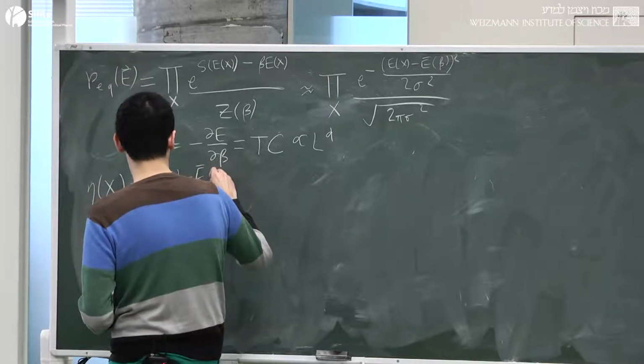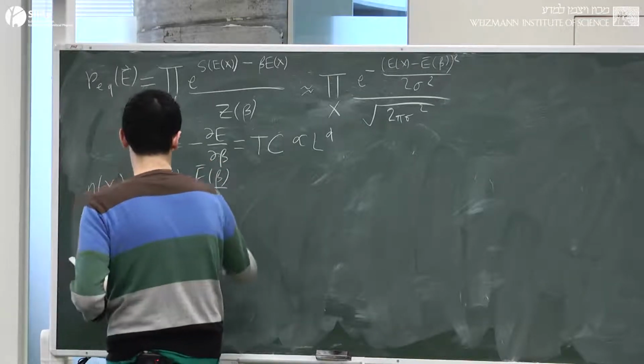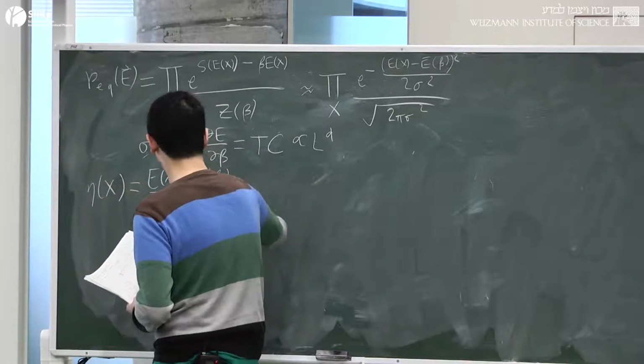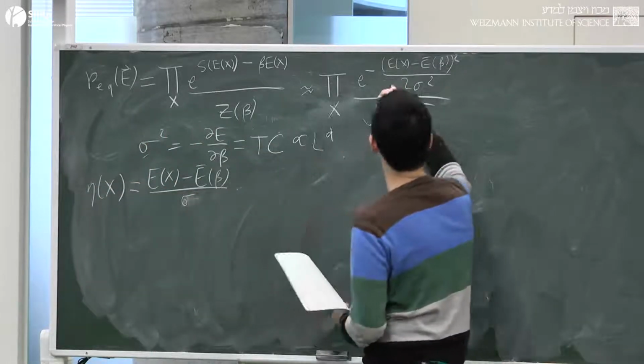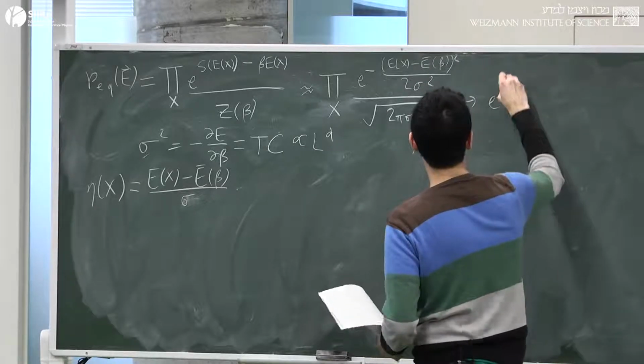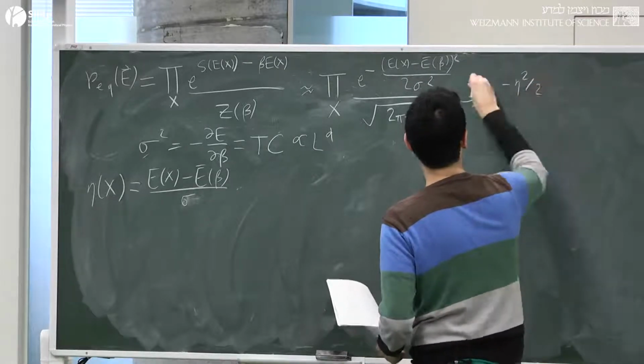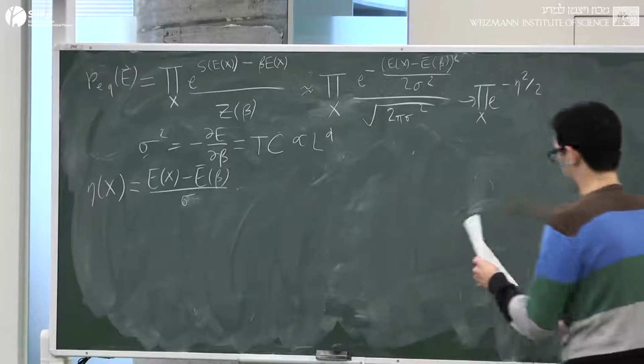And what this eta will do is just subtract off the average value of energy and normalize by sigma, so this Gaussian becomes e to the minus eta squared over 2.